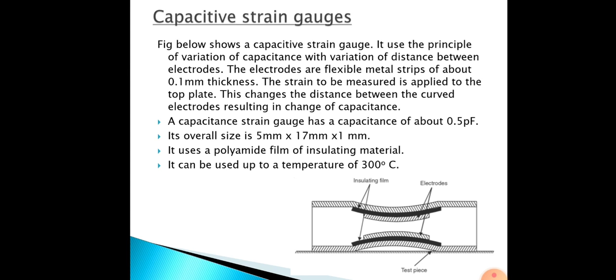This changes, what will it change? The distance between the curved electrodes. So when the distance between the curved electrodes changes, what will happen? There will be a change in the capacitance. This strain capacitance relationship is generally not linear, but variation in dimension and shape allows gauge characteristics. A capacitance strain gauge has capacitance of about 0.5 picofarad. Its overall size is what? 5 mm by 17 mm by 1 mm. It uses a polyimide film as insulating material. The temperature it can withstand is 300 degrees Celsius.